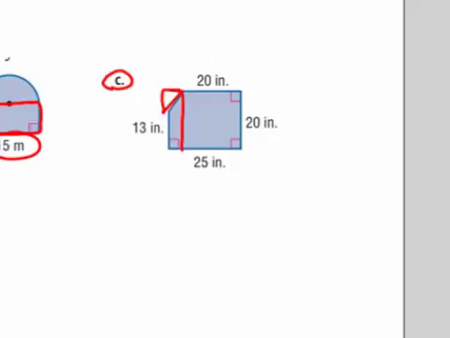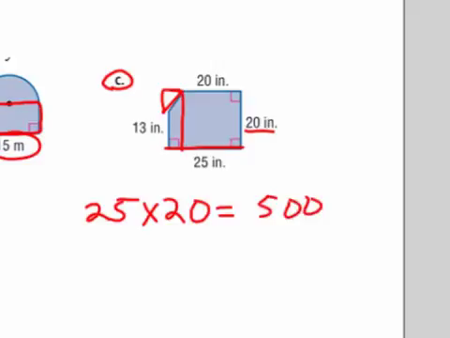So the rectangle across here, all the way across, is 25. And the height is 20. So 25 times 20 is 500. 500 square inches.